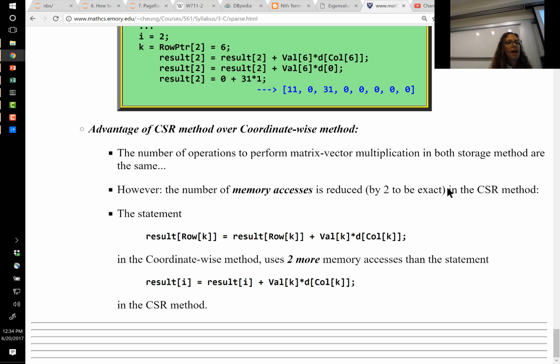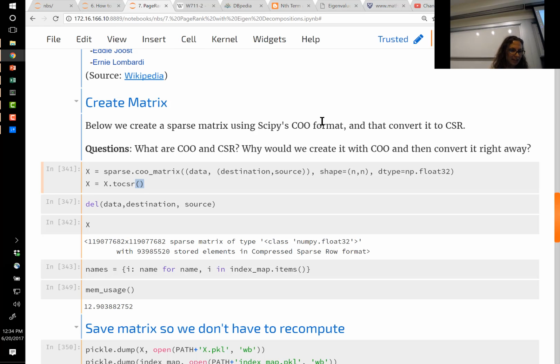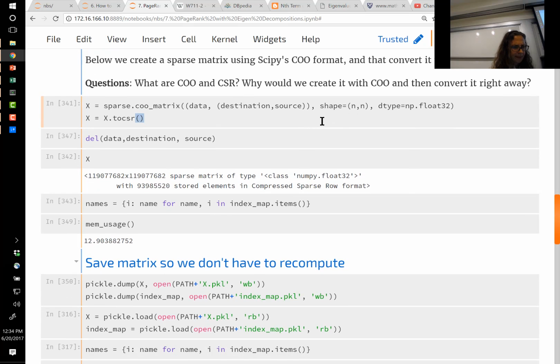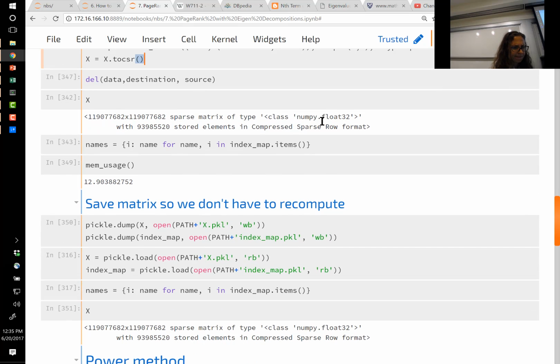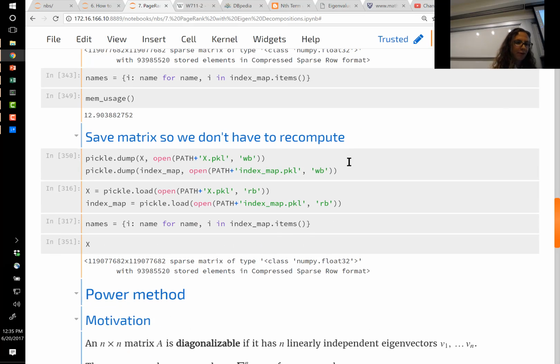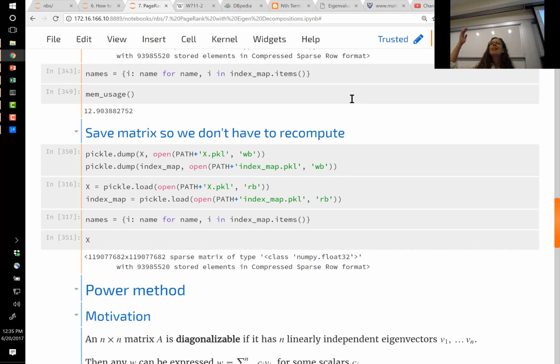Okay, and so we'll be doing, not surprisingly, some matrix vector multiplications, and so it's going to be faster to use CSR, and that will have fewer memory accesses. And then I highly recommend, if you're doing this at home, all this processing and creating your matrix can be a bit slow. And so when you get to this point, it's a good idea to save your matrix. You can use Pickle, which is a Python library for compressing things. That way, if you want to come back to this later, you're not having to recreate your matrix every single time you're using this notebook.